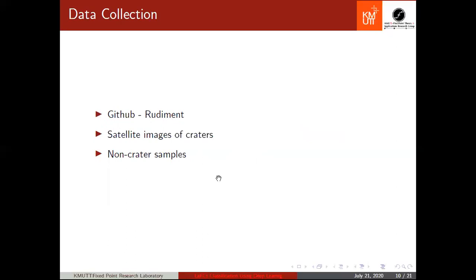The data set used in this work is obtained from an open source GitHub repository and was uploaded by Rudiment, which is a non-governmental organization for human rights research. The dataset consists of satellite images of craters, and the non-craters are also satellite images, which consist of very confusing objects that can easily be confused by human beings as to whether they are craters or not. These objects include things like stumps, hills, decayed grasses, and other environmental features.